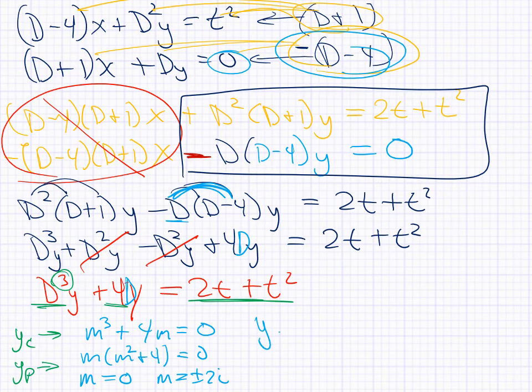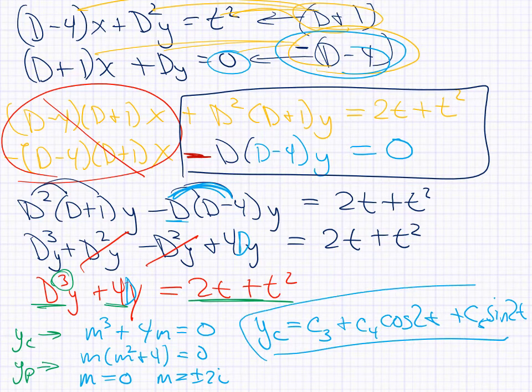So our y sub c is going to be, well, think about it. We already used C1, C2. We did use C3, C4, C5, but then we solved for those. So I'm going to go ahead and use those. So let's say C3 e to the 0t, so C3, plus C4 cosine 2t plus C5 sine 2t. All right, there's your y sub c.